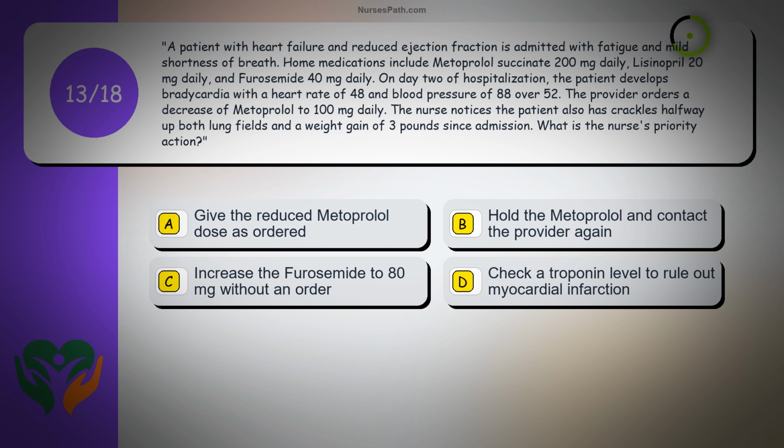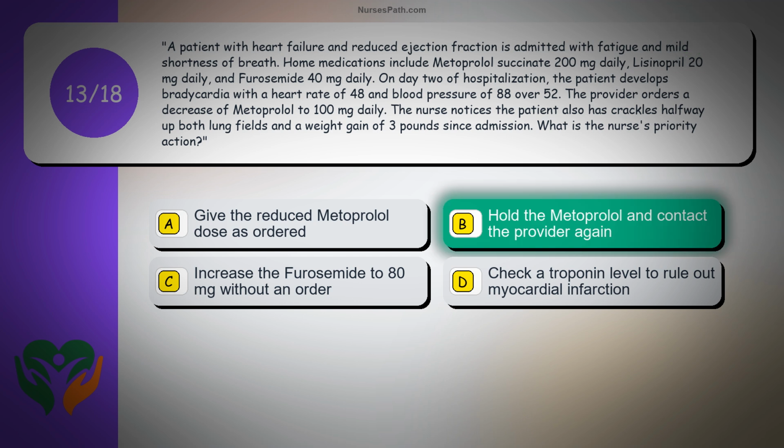What is the nurse's priority action? Option A, give the reduced metoprolol dose as ordered. Option B, hold the metoprolol and contact the provider again. Option C, increase the furosemide to 80 mg without an order. Option D, check a troponin level to rule out myocardial infarction.